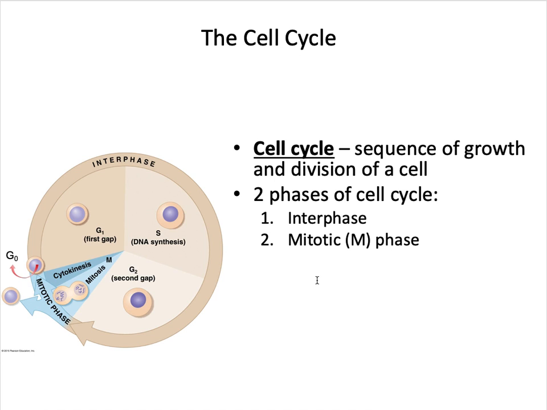Okay, so next we're going to talk about the cell cycle. The cell cycle is just a sequence of events that the cell goes through when it's about to divide and when it's dividing. And then it's generally categorized into two major phases. We have what's called interphase, and then we have the mitotic phase, which will include mitosis and cytokinesis.